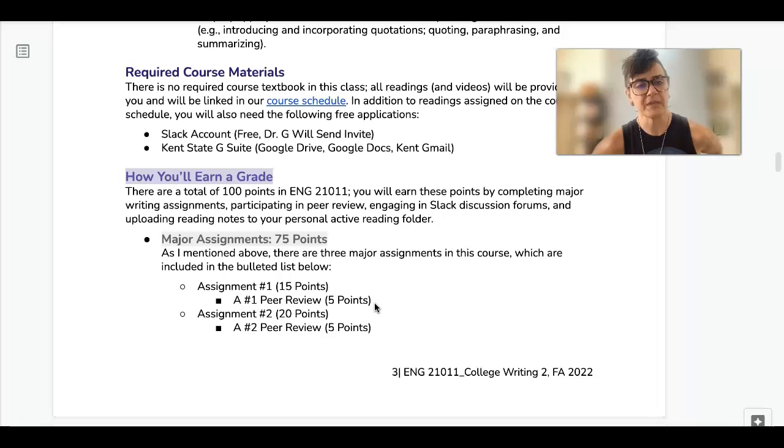Canvas, because we're using that as the learning management system. You're going to need access to your Kent State G Suite, so Google Docs and Google Drive in particular. And then you're also going to want to download Slack, which is a free chatting thing, and we're going to use that in lieu of discussion boards, because discussion boards are depressing and they don't build any camaraderie. So we're just going to say nope and do that instead, all right?